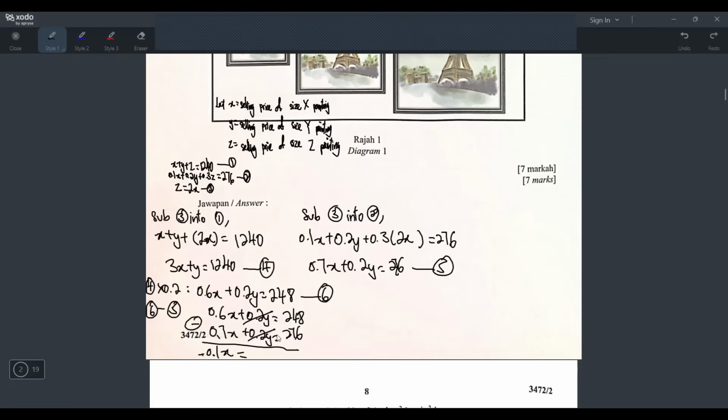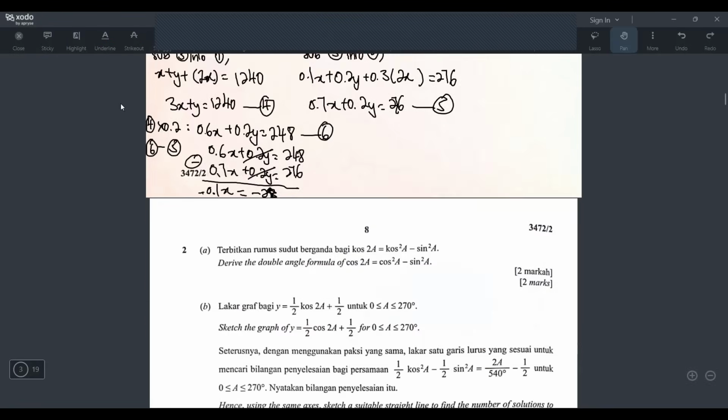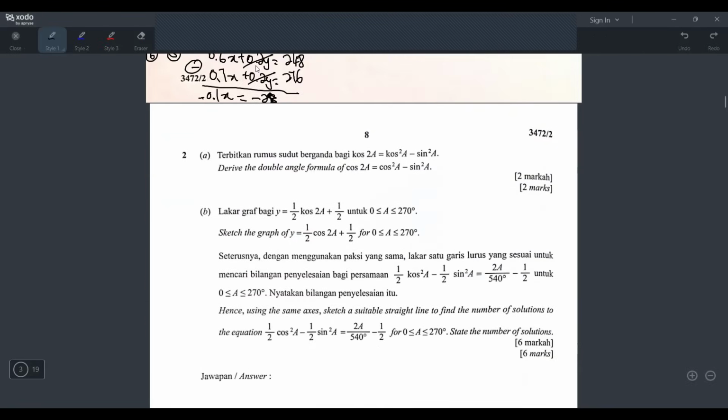248 minus 276. Well, you can press 48 divide 76. 48 minus 76. Okay, my calculator give me negative 28. All right, negative 28. And we all know when we take negative, divide negative, it will be positive. So now we just press 28 divide 0.1. So what is 28 divide 0.1? Okay, I'll write down here lah. So 28 divide 0.1 is 280.